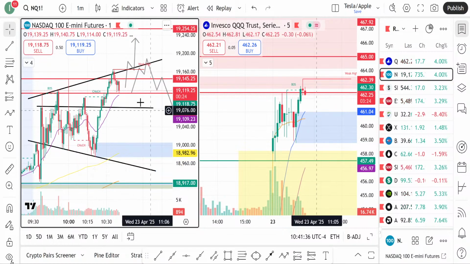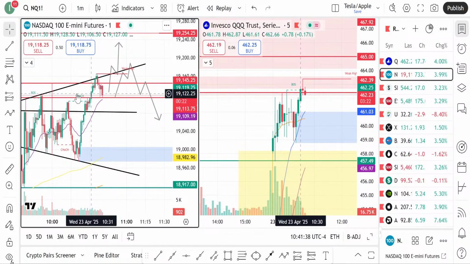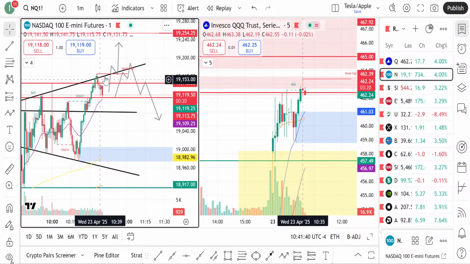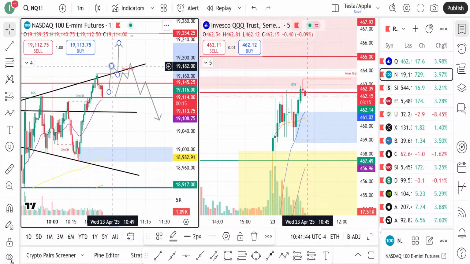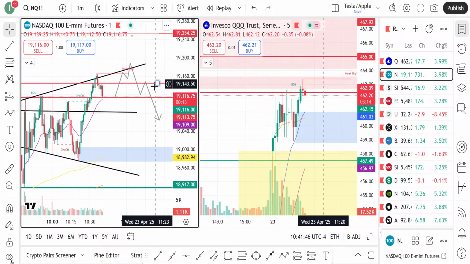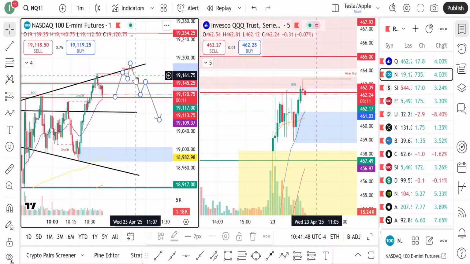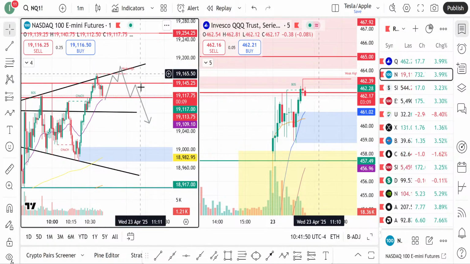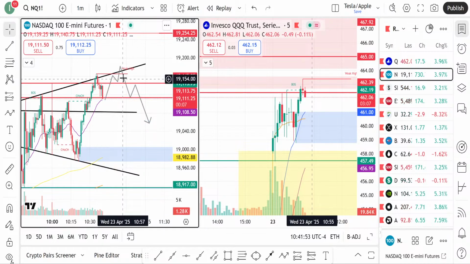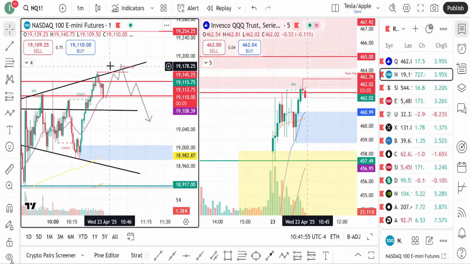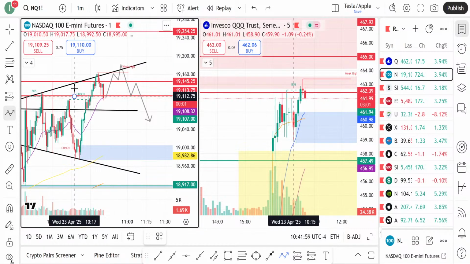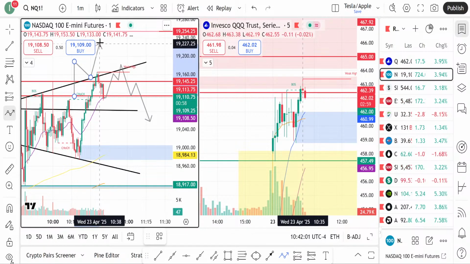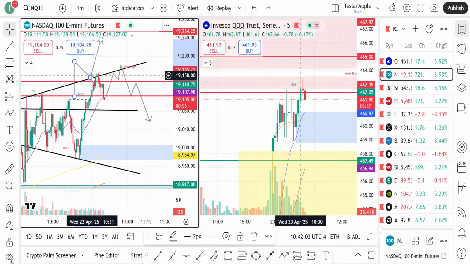Something I often like to do is, whenever I see a range bound market, I like to already assume that there's not going to be a breakout. This is what I like to assume. Now, if we get a breakout out of this range, I'll be looking for the pullback to buy into.